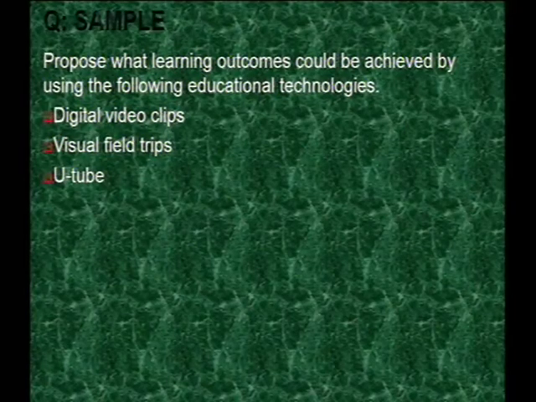So Teaching Learning Resources is very important, so it will keep you updated with technology. Whatever change happens in the education system, you will be able to adapt to it using teaching and learning resources skills and knowledge. This is just an example. Like, maybe the question comes: propose what learning outcomes can you achieve after using this technology, like digital video clip, virtual field trip, YouTube.